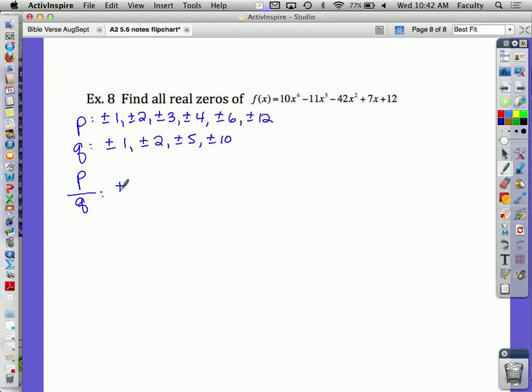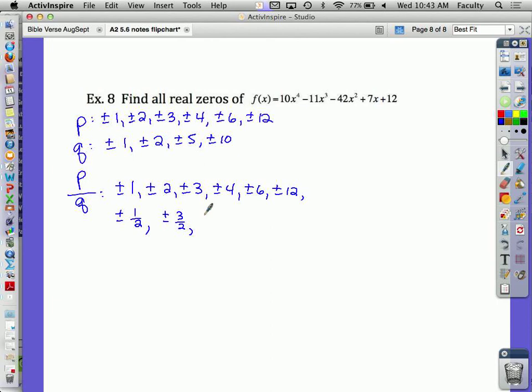Okay, so I can do the list for P because that would be over 1. And then I'm going to divide by 2. Well, 1 divided by 2 is 1/2. 2 over 2 is 1, and I already have that. Then I would need 3/2. Well, 4 over 2 I have, 6 over 2 I have, and 12 over 2 I have.